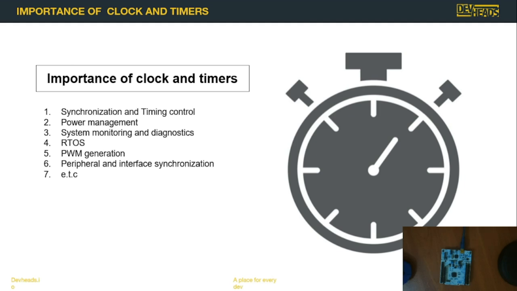Then we have pulse width modulation. These are signals generated by timers. With pulse width modulation, you can generate PWM signals that can be used to control the motor speed and also the brightness of an LED, and can also be used in voltage regulators.